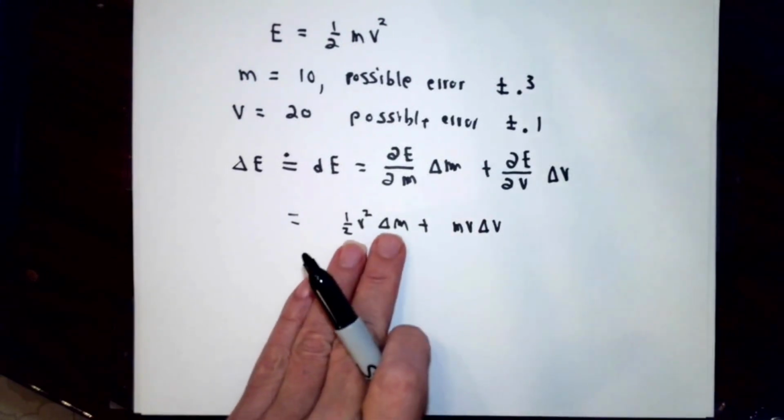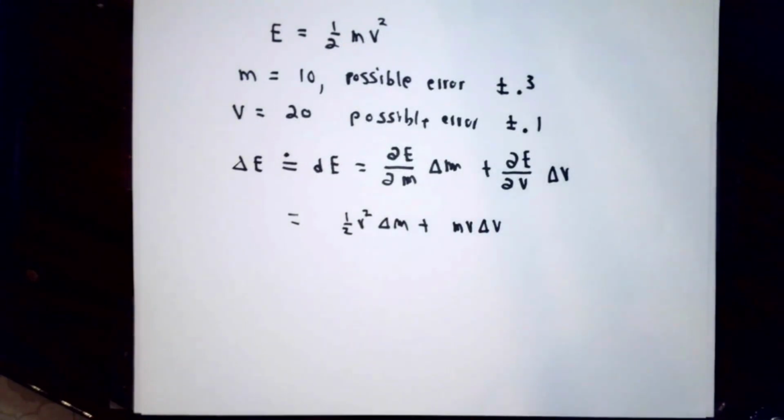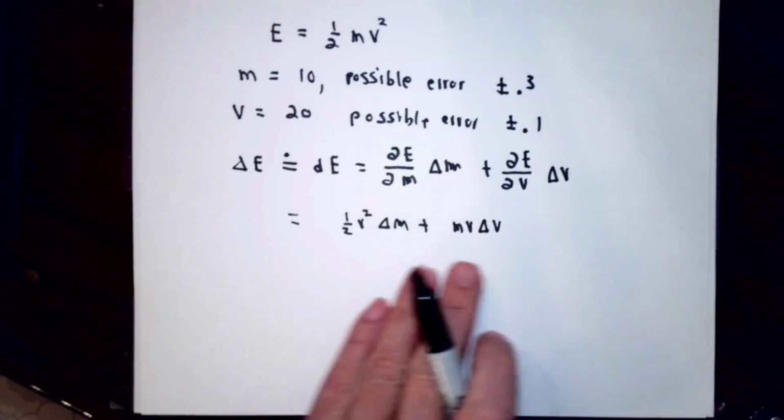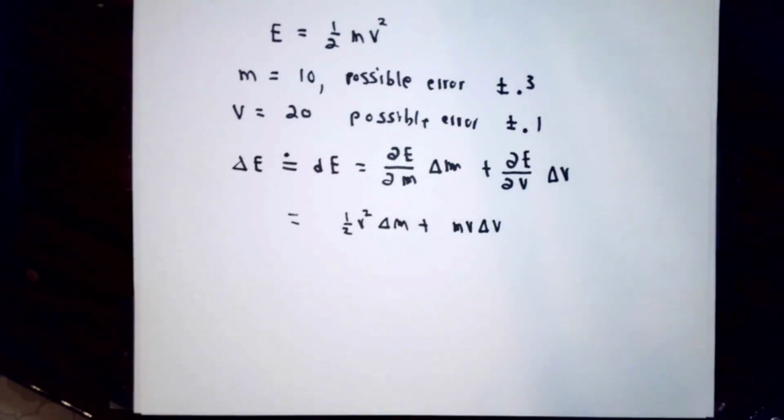I don't know if delta m and delta v have the same sign or opposite signs. If they've got the same sign, these two terms will tend to reinforce each other. If they have opposite signs, then they'll be a partly canceled quantity. I'm going to use the triangle inequality in a minute to get rid of this ambiguity.